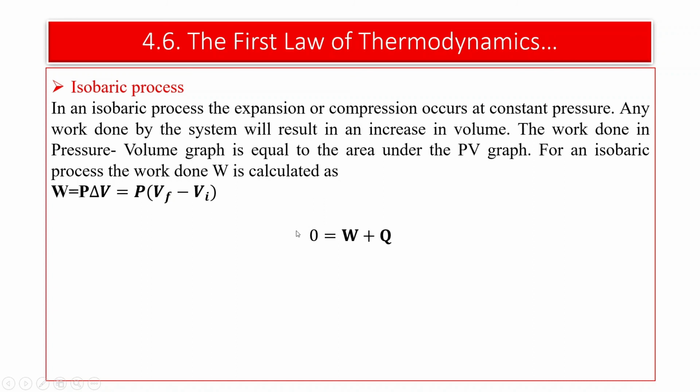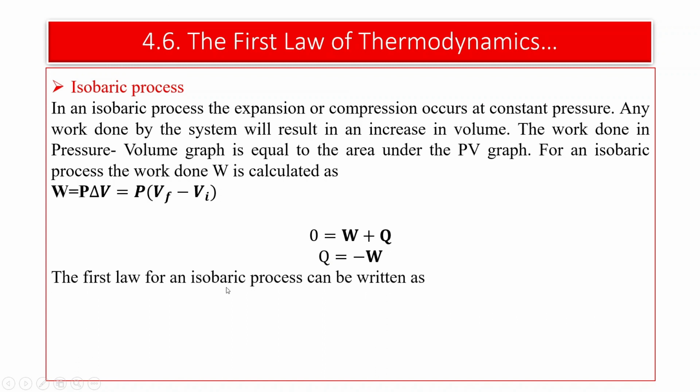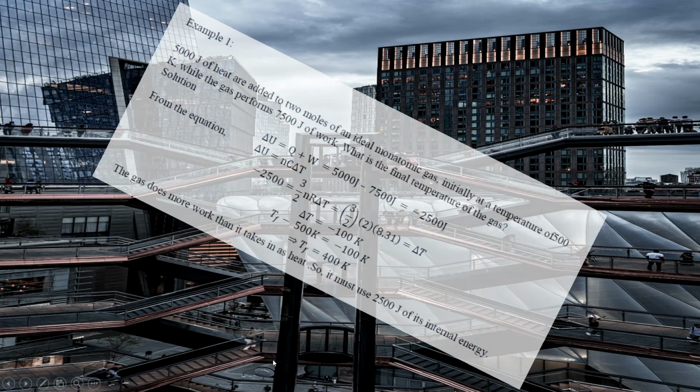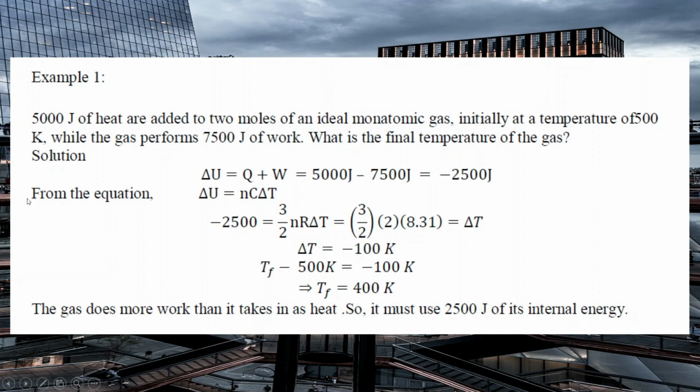So in this case, the change in internal energy is work plus the Q value, so Q, the heat supplied to the system, is equal to the negative of W. The first law for an isobaric process can be written simply: the change in internal energy is equal to Q plus the work. The work is equal to minus P times change in V, and we consider this minus sign, so minus P times V final minus V initial. So based on that, it's possible to solve this example.